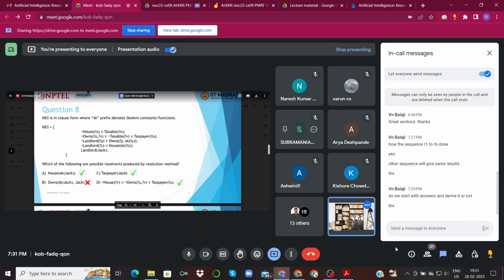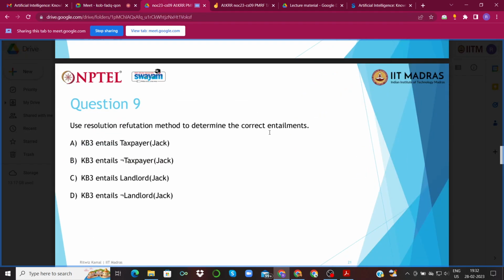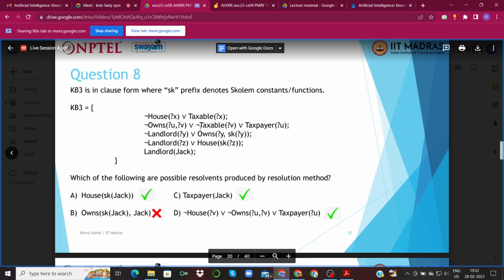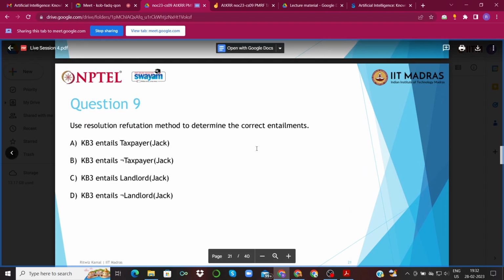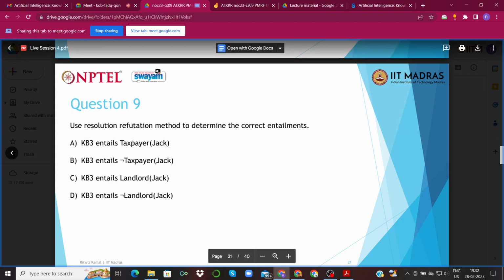So I'm assuming that there are no further doubts in this particular question. If there are, please do let me know. In the meantime, let's move on to the next question, which is, the premise is the same, and we are asked to use the resolution refutation method to determine the correct entailments. So the knowledge base remains the same. This KB3 that was given to us, and we have to find out which of these options can be entailed from this.